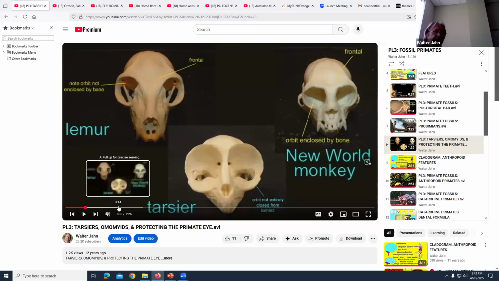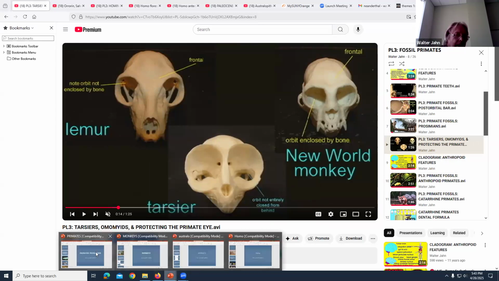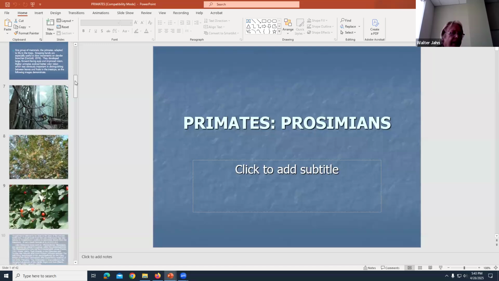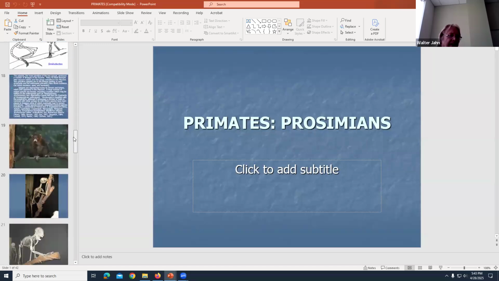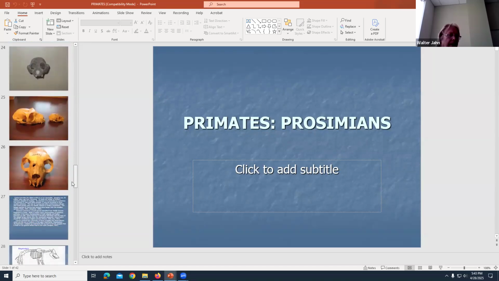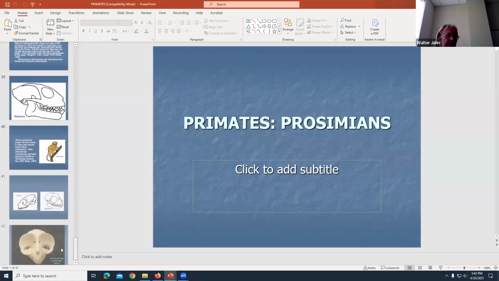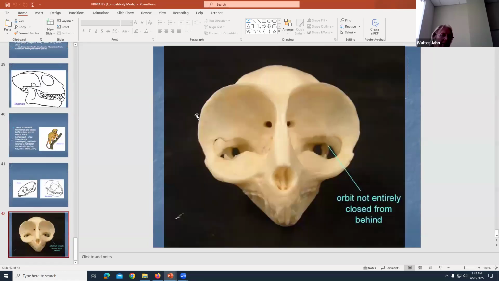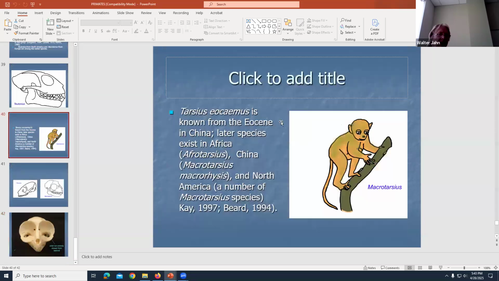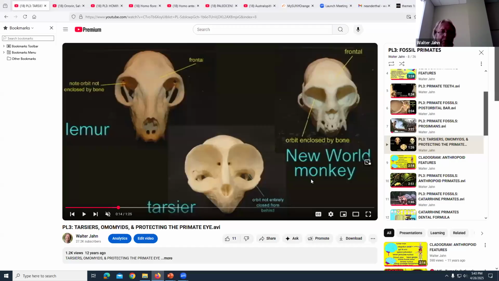And actually, of the prosimians, tarsiers are more closely related to the monkeys, which completely enclose their eye sockets in the back with bone. And so just here's that tarsier skull once again. So in the Eocene, there were not only prosimians, but ones which were a little more closely related to us.